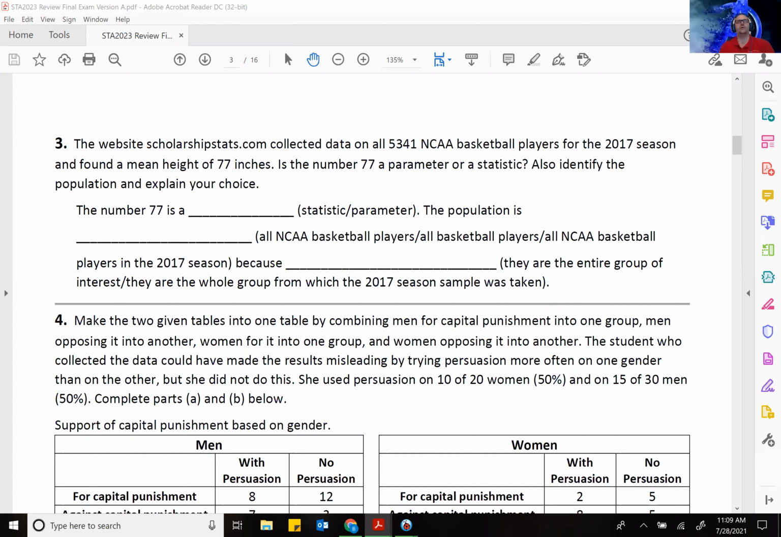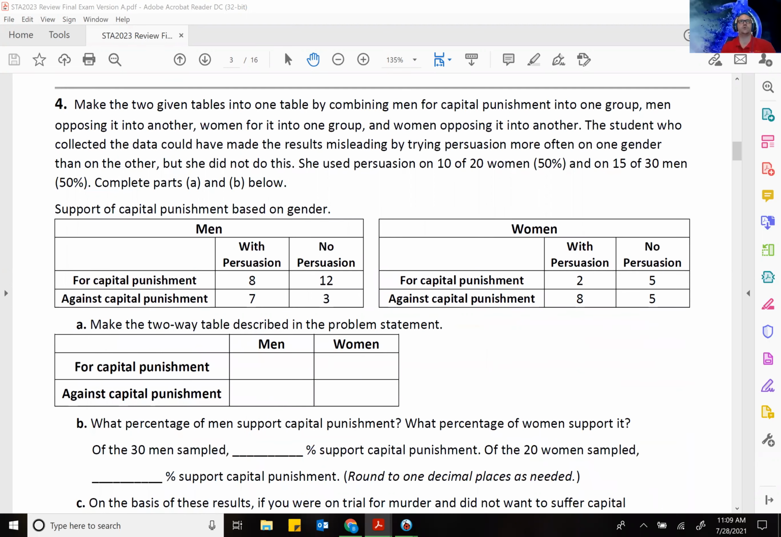Everyone okay on this one? Yes. All right, here we go. Let's jump into number 4. Okay.